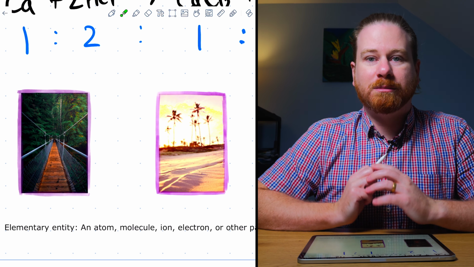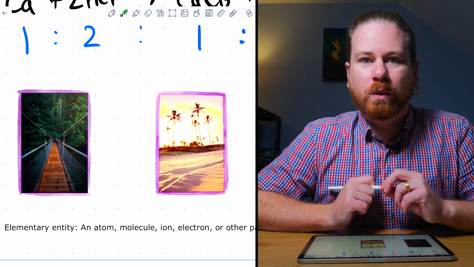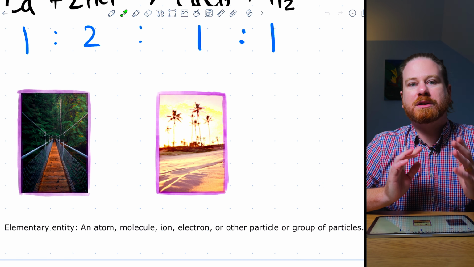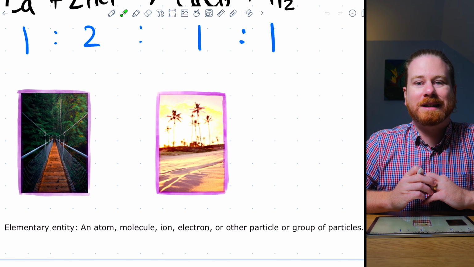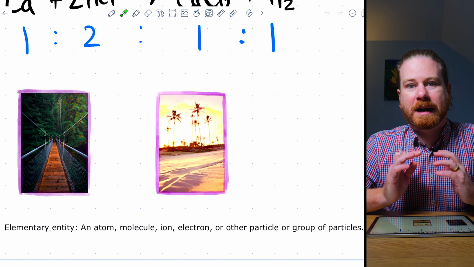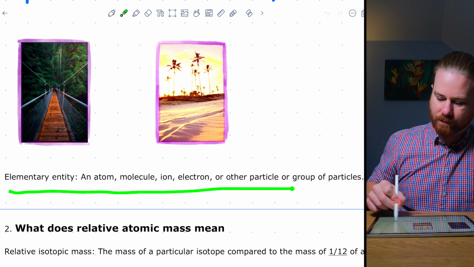Finally, as it is a number, you can have a mole of anything. But in the world that we live in, you can only really measure out moles of elements, molecules, compounds, ions, and electrons, which the IB is calling elementary entities. So yeah, elementary entities.